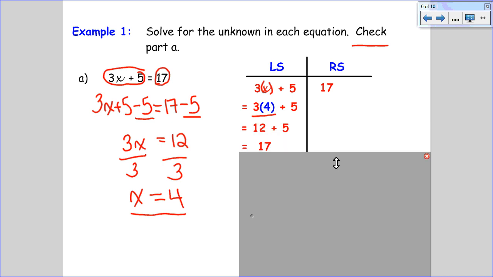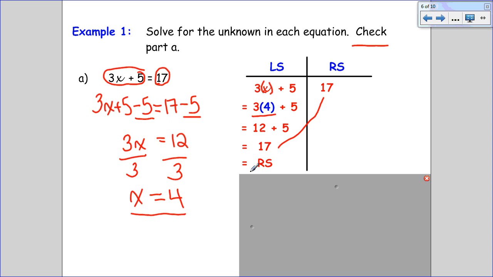And then my good friend BEDMAS takes control, and I do the multiplication first. And now I can add. And I see that I ended up with 17 on the left side. And when I compare to my right side, it's equal. And I need to finish it off by saying it equals the right side. If the left side and the right side aren't equal, I've made a mechanical error in my check, or the answer I got over here is incorrect.